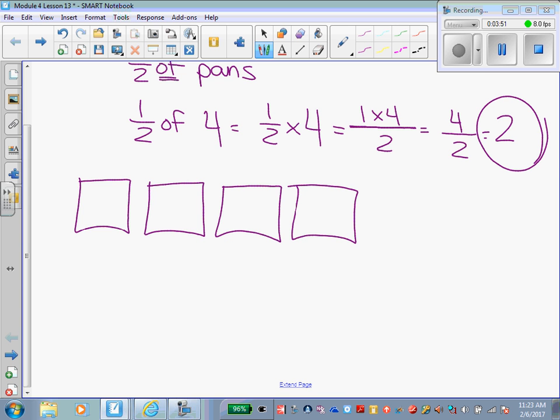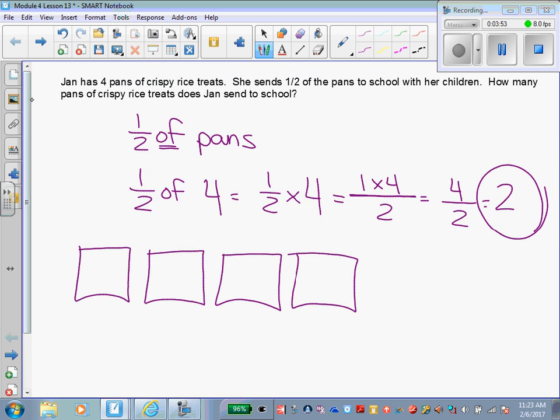Michael, question. Why couldn't it be 4 pans? Because that's what it says at first. Oh, 1/2. No, it's 4, it's 1/2. She says half of the pans. Half of the pans. And there are 4 pans. Does that make sense? Austin.